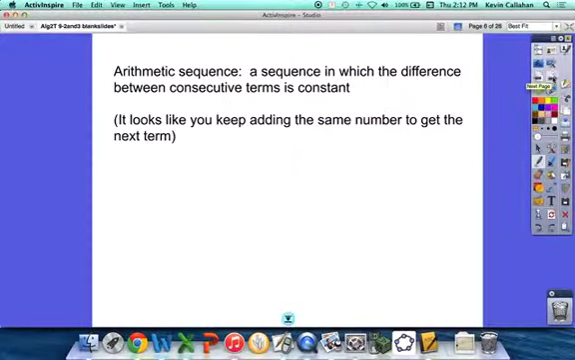Now, a particular pattern for a particular sequence is called arithmetic. Right? It looks like the word arithmetic, but you say arithmetic. An arithmetic sequence, the technical definition, is a sequence in which the difference between consecutive terms is constant. What you see is that it looks like you keep adding the same number to get the next term. That's arithmetic.